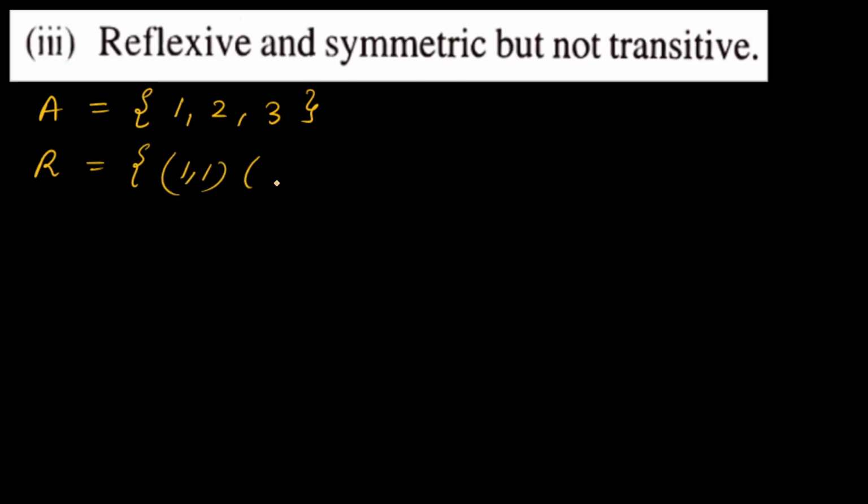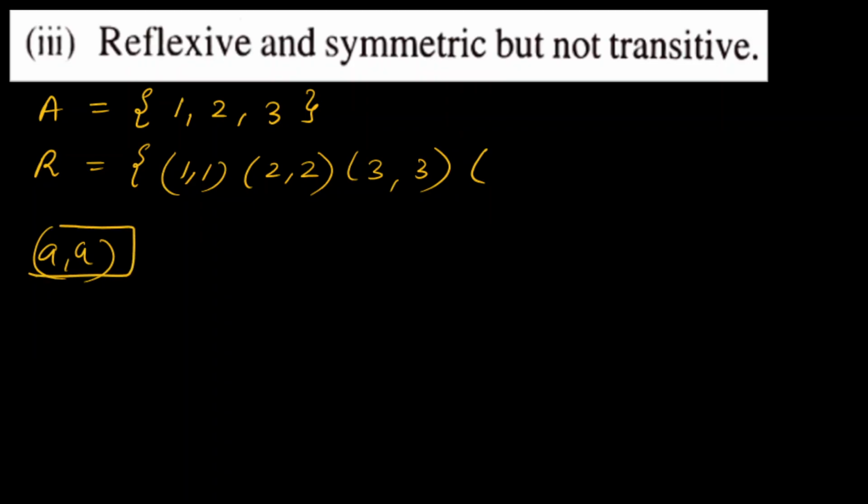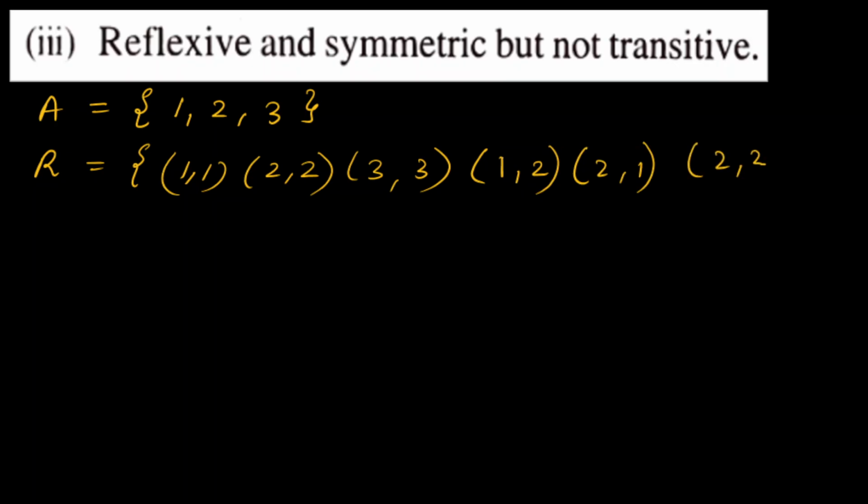For reflexive we know all this type of element should be there, (a, a). So I've written those. Then symmetric. All (a, a) type of ordered pairs are always symmetric, so for this I don't have to write anything. Now let us say I have (1, 2), (2, 1), (2, 3) and (3, 2) as well belonging to this relation.